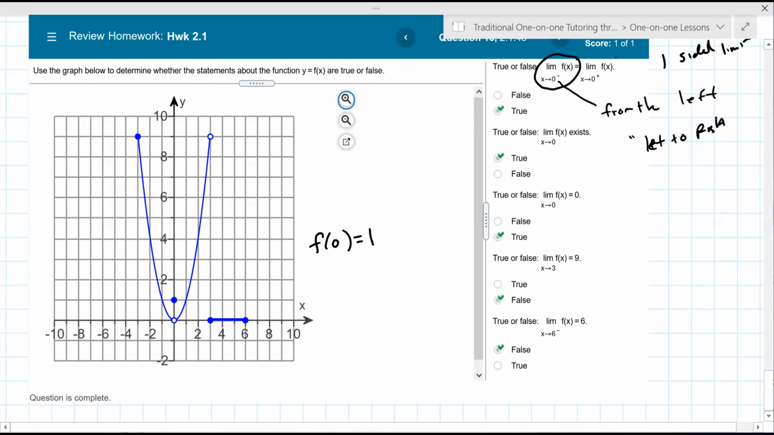Okay, now this one that I'm circling now, the limit of f of x as x approaches zero from the right. So from the right means right to left. It's saying that the function approaches zero from the right. No, it's asking what the output is. You have to figure out what it equals.